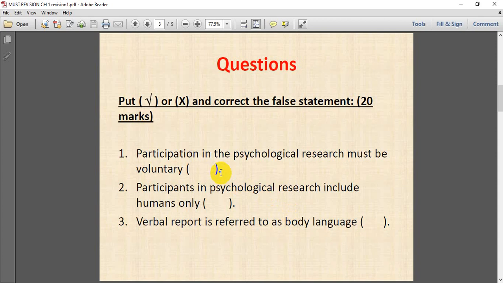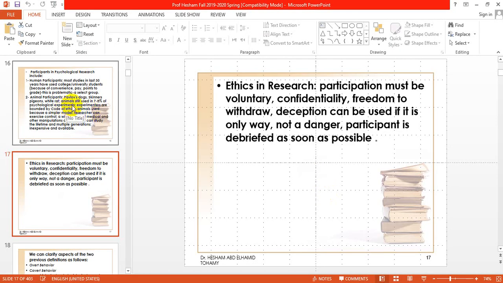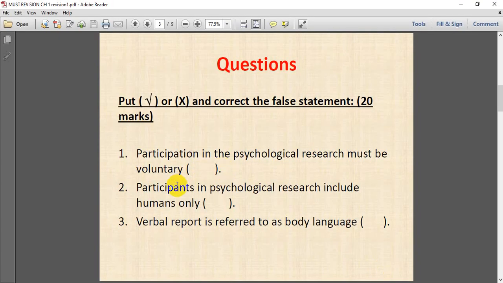Question number two. Participants in psychological research include humans only. Now, I will go to our slide. I will check our slides. We classified participants in psychological research into two types. Number one, human participants. Number two, animal participants. So our answer to this question, participants in psychological research include humans only, false. And if we try to correct this sentence, participants in psychological research include humans and animals.